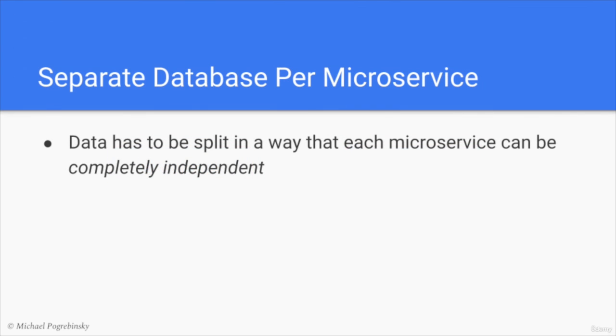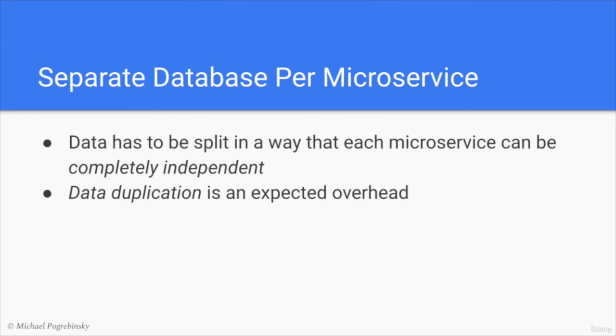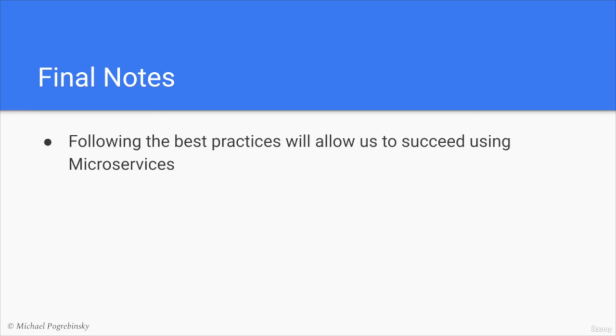It's important to note that when we split the original monolithic database and provide each service with its own database, the data has to be split in such a way that each microservice can be completely independent and fully capable of doing its work while minimizing the need to call other services. Of course, some data duplication is expected and is the overhead that we need to accept when we move to this type of architecture. So, in conclusion, following all those best practices will definitely set us in the right direction for success using this architectural style.